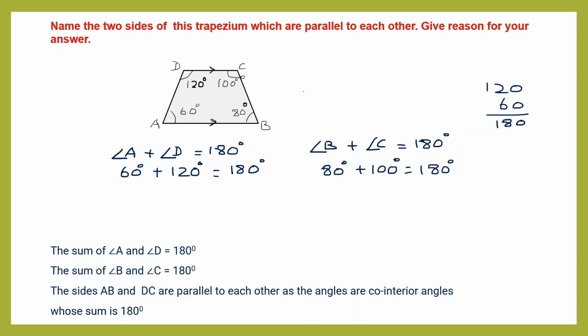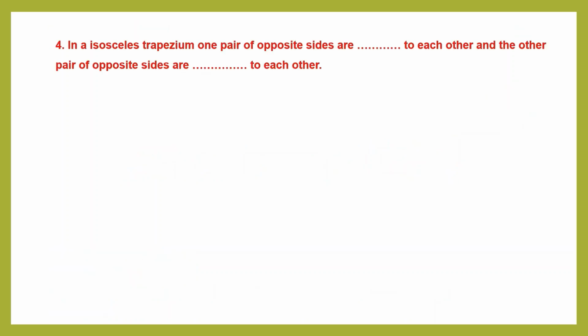Therefore, what are the sides that are parallel to each other? AB and DC are parallel. And what is the reason? As the angles are co-interior angles whose sum is 180 degrees. So we have told that AB and DC are parallel to each other and we have given a reason also for it. The co-interior angles are equal to 180. Moving on to the next question.